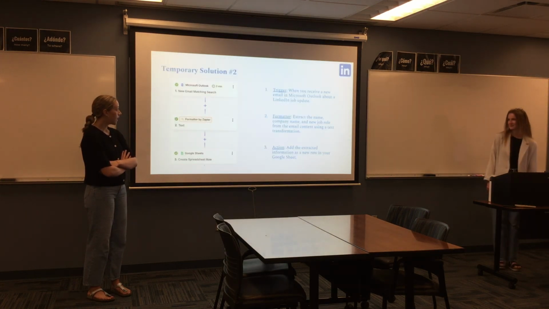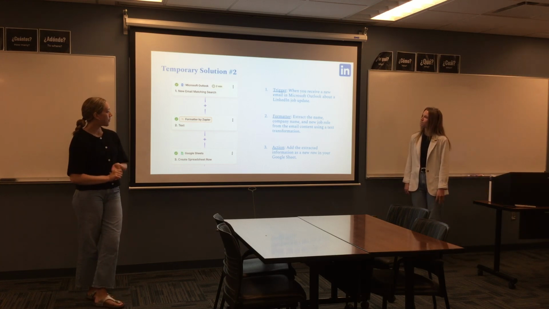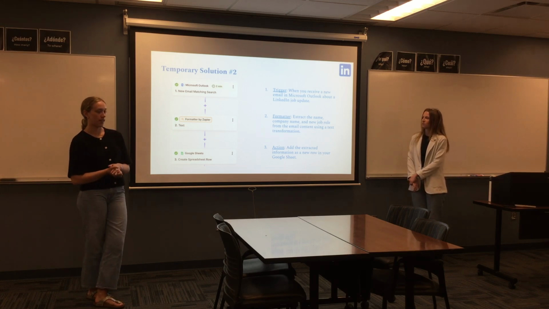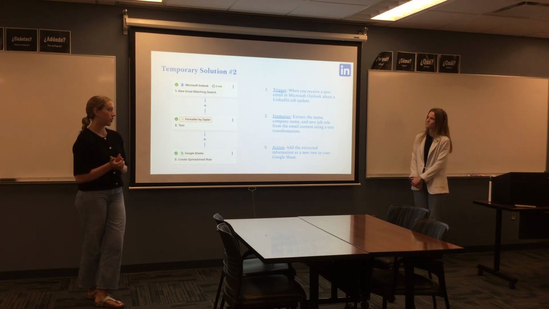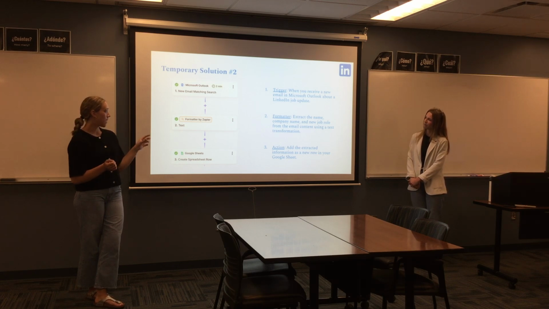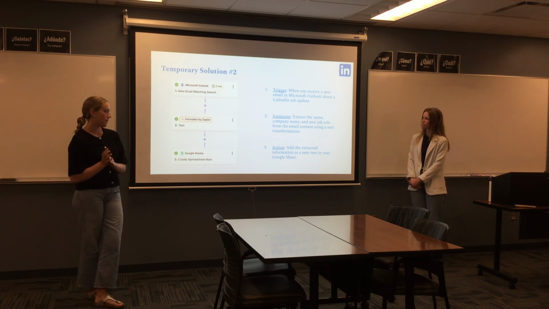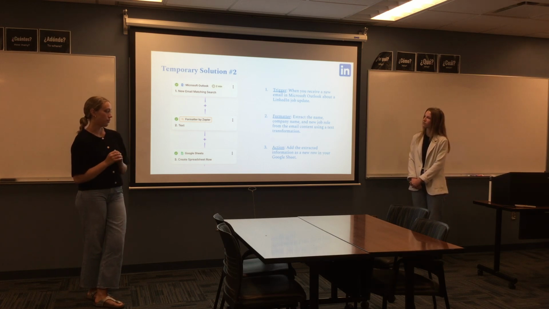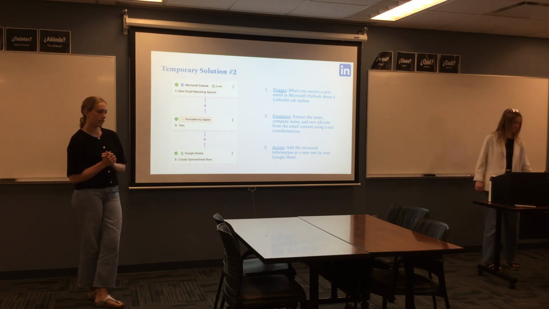So then our temporary solution number 2 was a Zap that we came up with. It starts with a trigger when you receive an email from LinkedIn. So you all get those emails where it's like you have 10 notifications or something, or when someone updates their job. So this would trigger it, and then it would format it by taking the name, the company name, the new job title, whatever information is given, using the text transformation to then ultimately put it into a new row in a Google Sheet. So you'd have a Google Sheet of all the new updates.